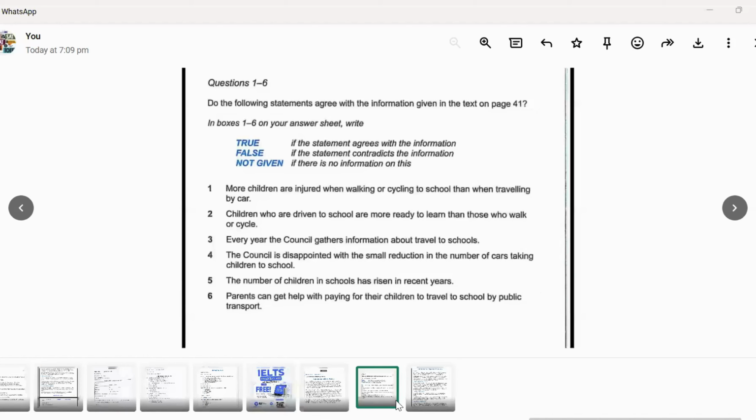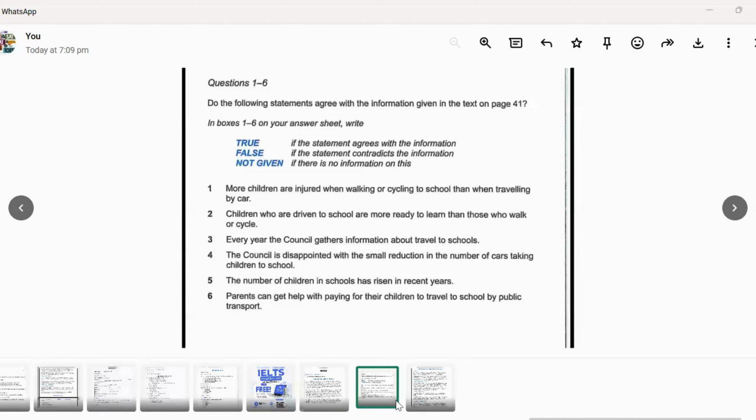What does not given mean? If there is no information on this at all, meaning that what the statement is talking about is not present in the passage. The ideas, the meaning of the statement is not present in the passage. That's what not given means. Now, there are strategies on how to attempt true, false, not given questions. I'm going to explain 2 important strategies. I hope you're writing them down.